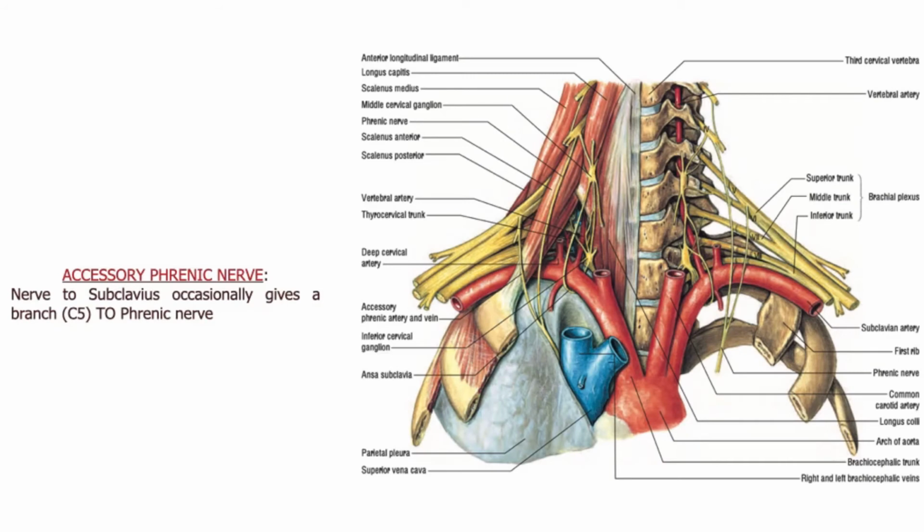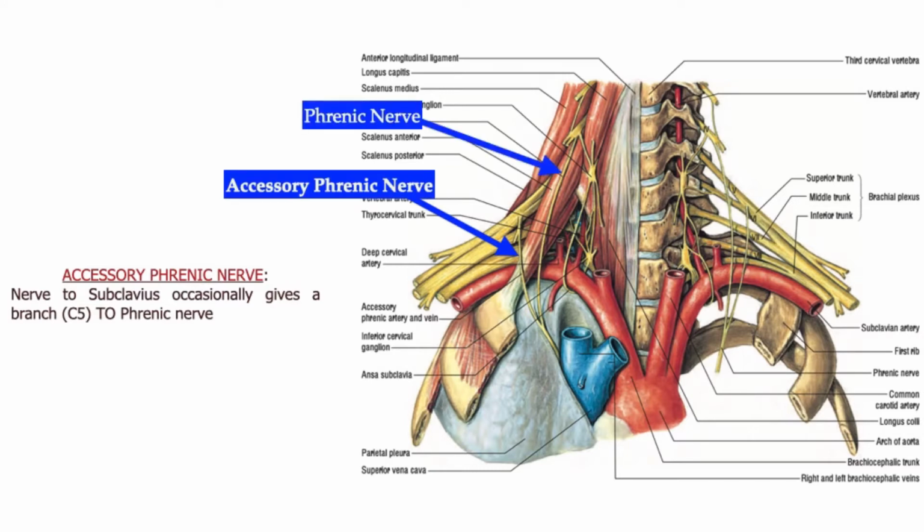Occasionally, the nerve to subclavius provides fibers to the phrenic nerve. Phrenic nerve has the root value C3, C4 and C5. So, C5 fibers may come from the nerve to subclavius, and when this occurs, the fibers coming from the nerve to subclavius are called accessory phrenic nerve. So in the illustration on the screen, you can see this is the accessory phrenic nerve and this is the phrenic nerve.